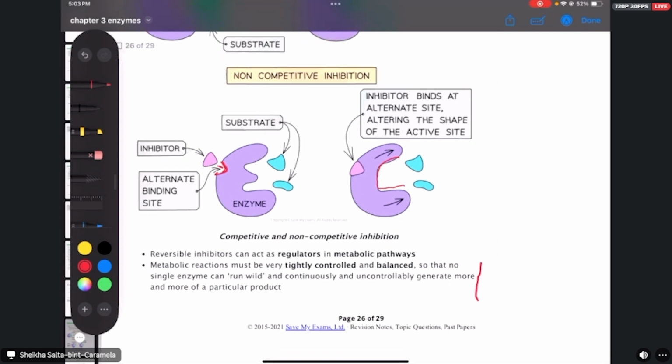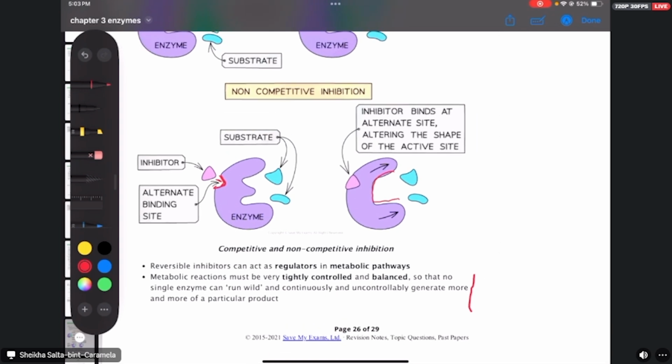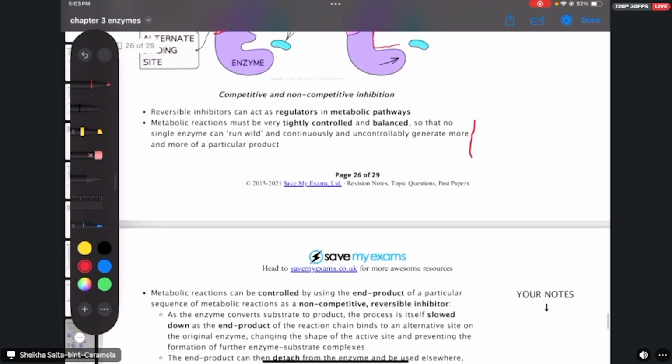Now the non-competitive inhibitors have two examples. One is reversible and one is irreversible. Reversible inhibitors act as regulators in metabolic pathways. Metabolic reactions must be very tightly controlled and balanced so that no single enzyme activity can run wild and continuously and uncontrollably generate more and more of a particular product.